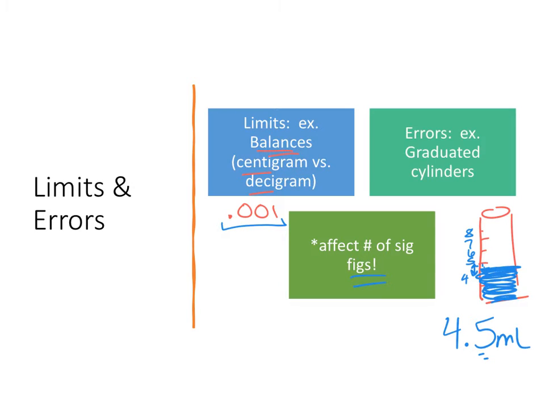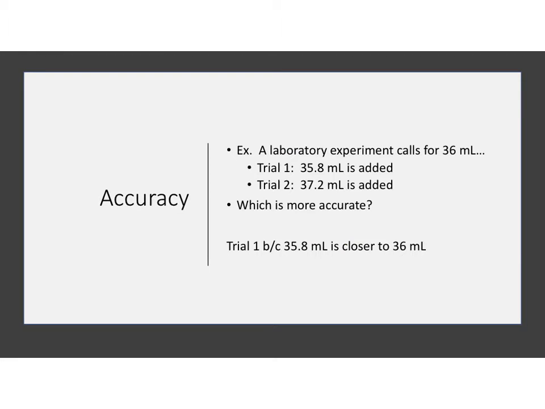Okay, I'm not going to be able to go out to the thousandths place like my balance would. All right, so again, it's important to be very, very accurate if we are doing a lab, because a lab experiment might call for something like 36 milliliters.